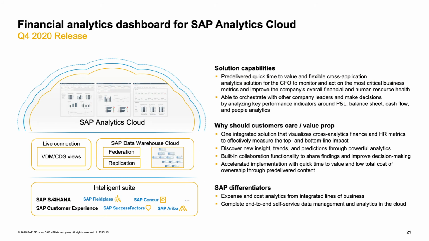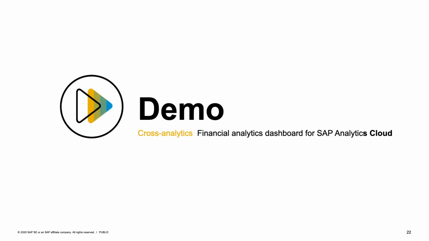Let's look at an example of cross analytics. This is the financial analytics dashboard for SAP Analytics Cloud, which is delivered as standard business content with the Q4 release of SAP Analytics Cloud. Here we are looking at two data sources, SAP S/4HANA Cloud and SAP SuccessFactors, and we will see how with Data Warehouse Cloud and SAC we are able to do cross-reporting. So let's have a look at that demo.